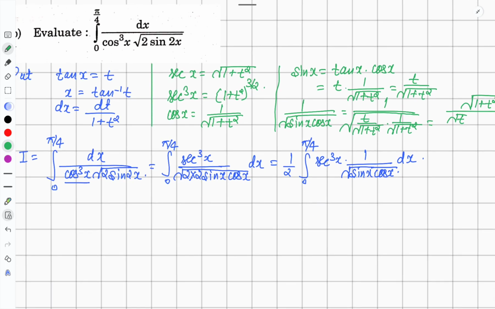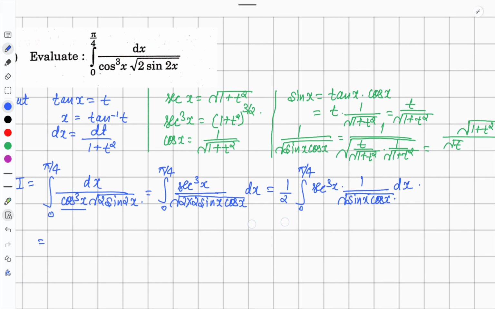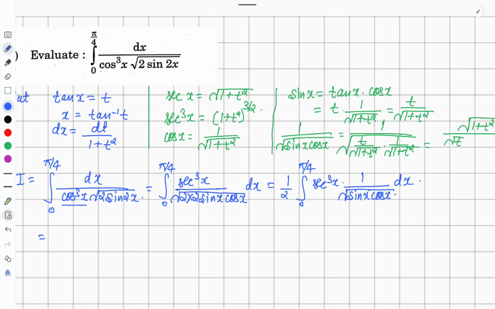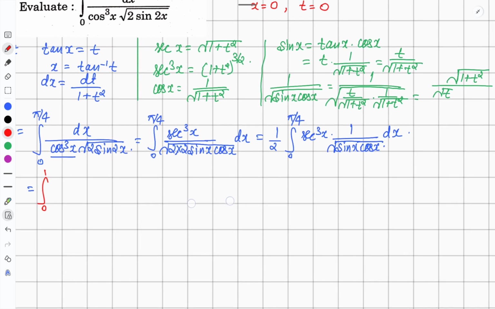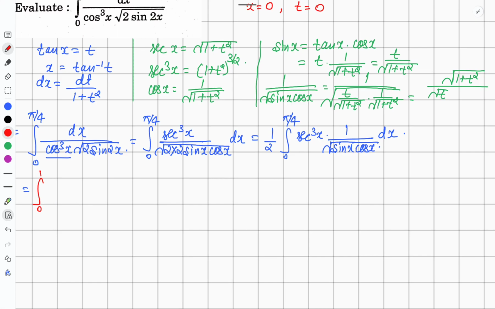So let's put these values in here, and in addition we'll need to find out the limits. The limits have changed. When x is equal to pi by 4, which is the upper limit, t is equal to tangent of pi by 4, which is 1. And when x is equal to 0, t is equal to tangent of 0, which is again 0. So 0 to 1, we have all the values that we need.